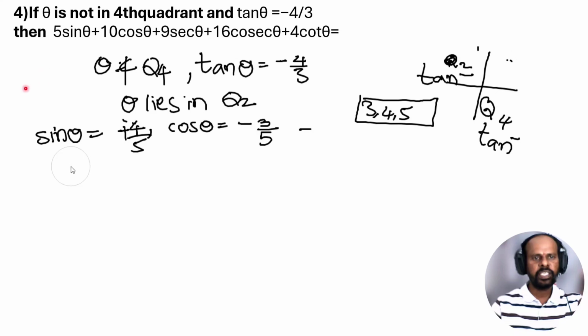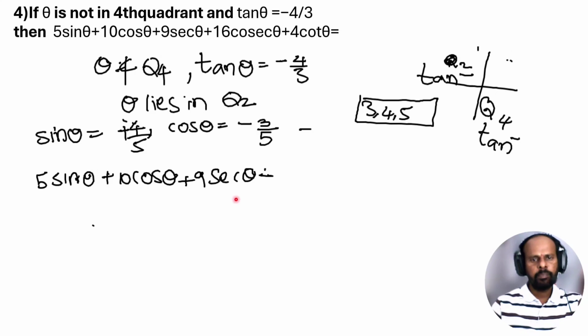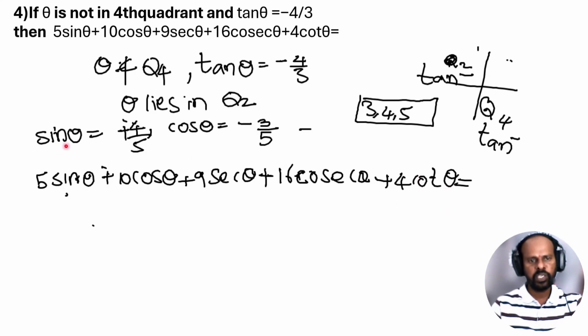Now the question is given that 5 sin theta plus 10 cos theta and 9 sec theta plus 16 cosec theta and plus 4 cot theta is given. So let us substitute all the values one by one based on these two results.